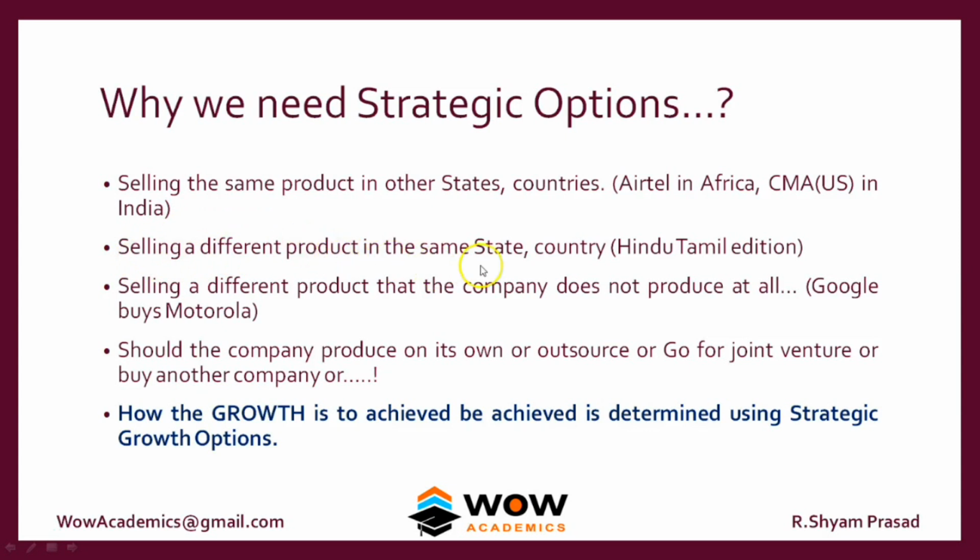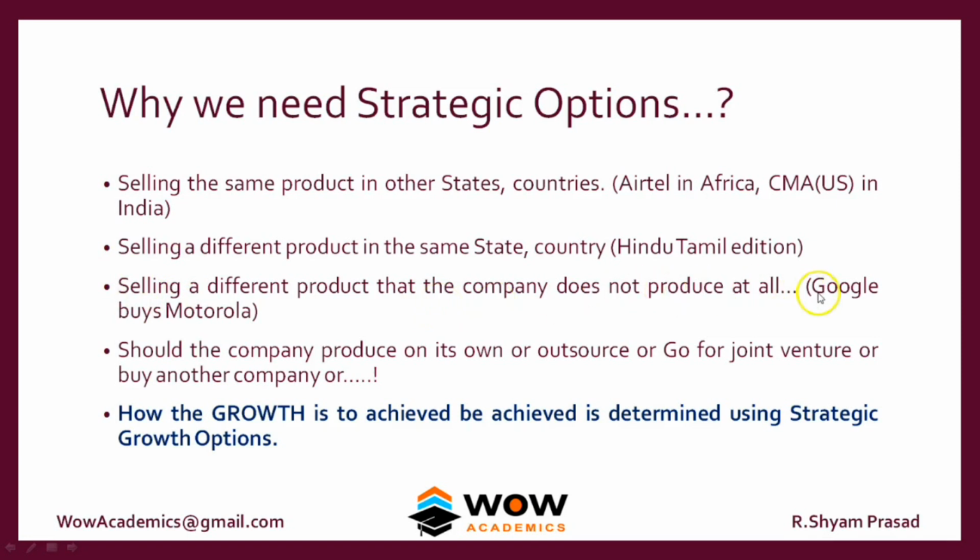Or selling a different product in the same state or country. So in the same geographical area, they sell a different kind of product. If you take ACCA in the UK, they have another product called Diploma in IFRS. ACCA sells their normal ACCA course, and apart from that, they also sell the Diploma in IFRS. That can be said to be selling a different product in the same state or country. Or selling a product that the company does not produce at all.